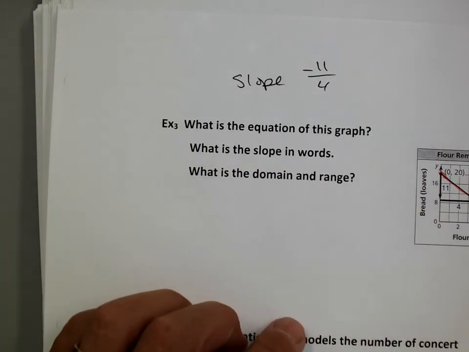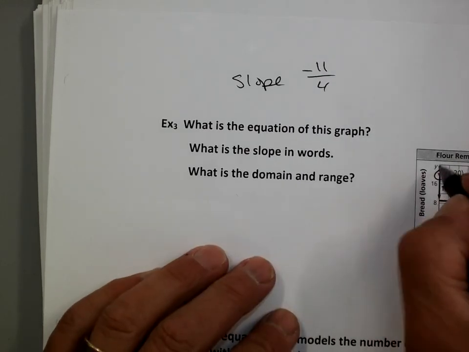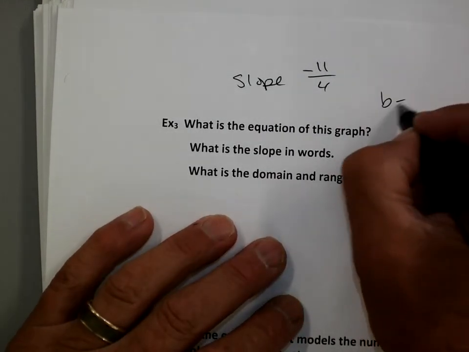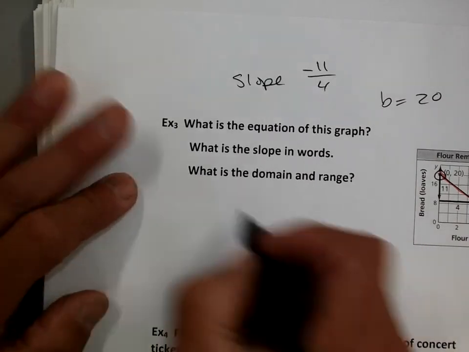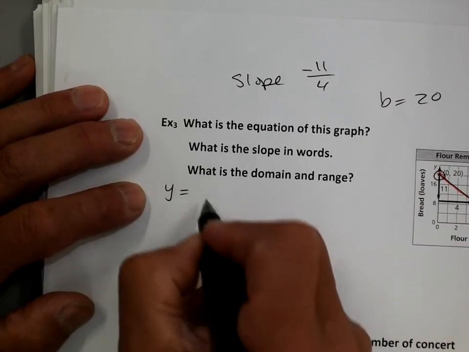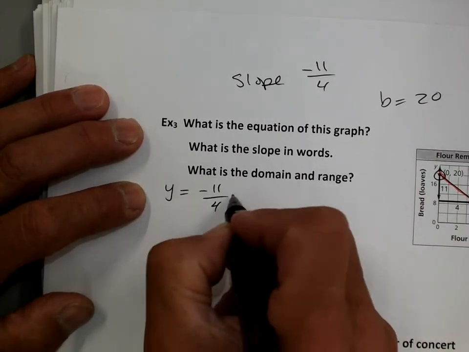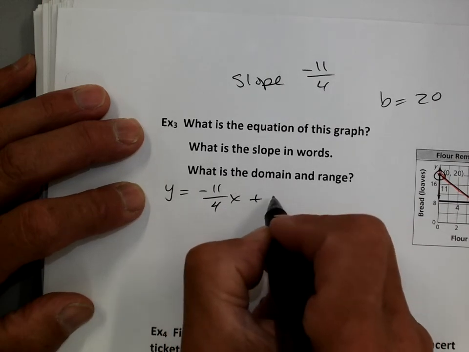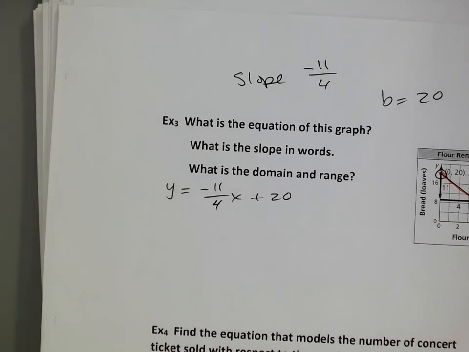The y-intercept is right here at 20. So my b is 20. So my equation would be y equals negative 11 fourths x plus 20. Except, let's think about this, okay?